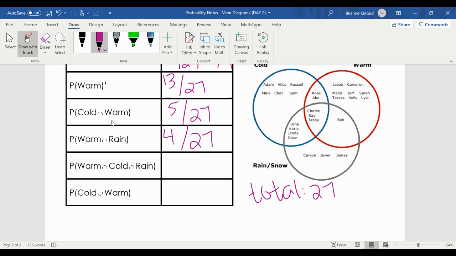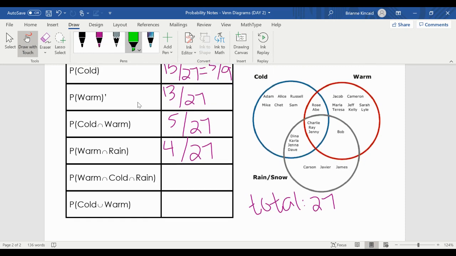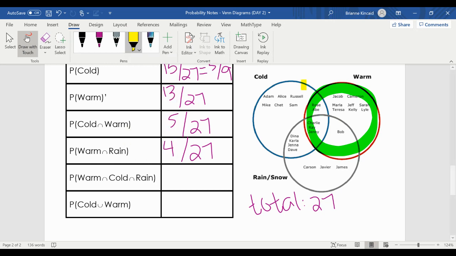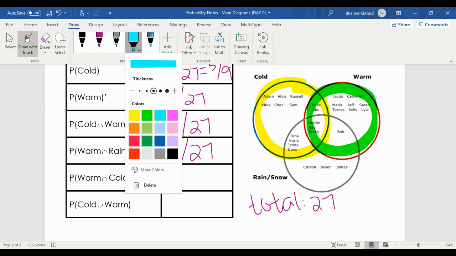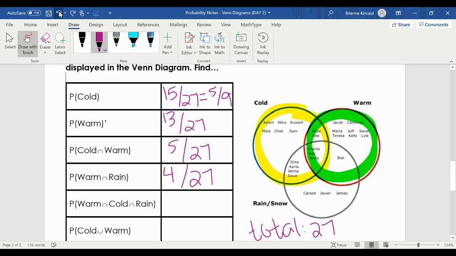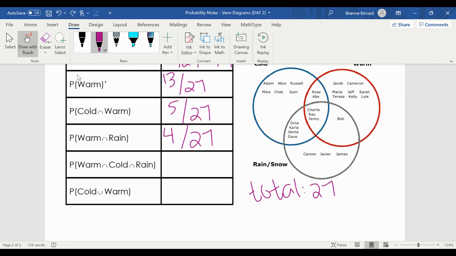The fifth one, the probability of warm intersect cold intersect rain. If you're doing 3 intersections, you're going to need 3 different colors. So I highlight warm, I highlight cold, and I highlight rain. It's the region that has blue, green, and yellow, which in this case is these 3 names in the middle. So 3 over 27, which reduces down to 1 over 9.